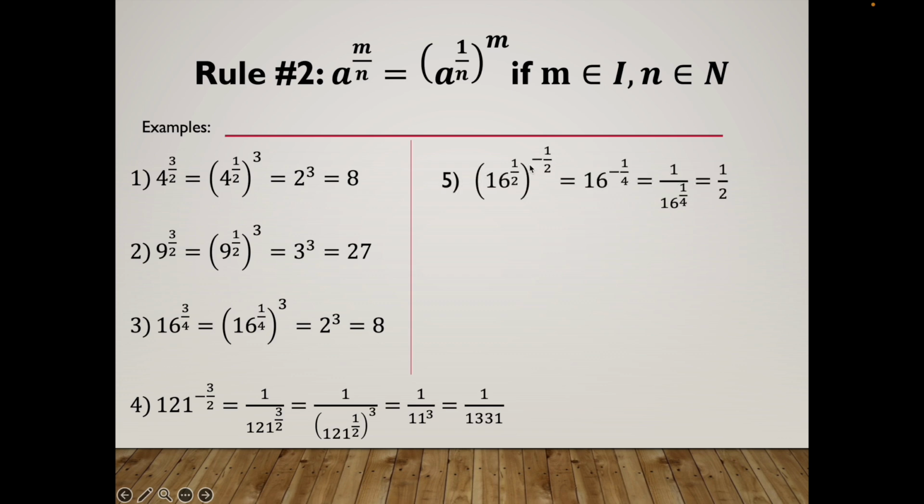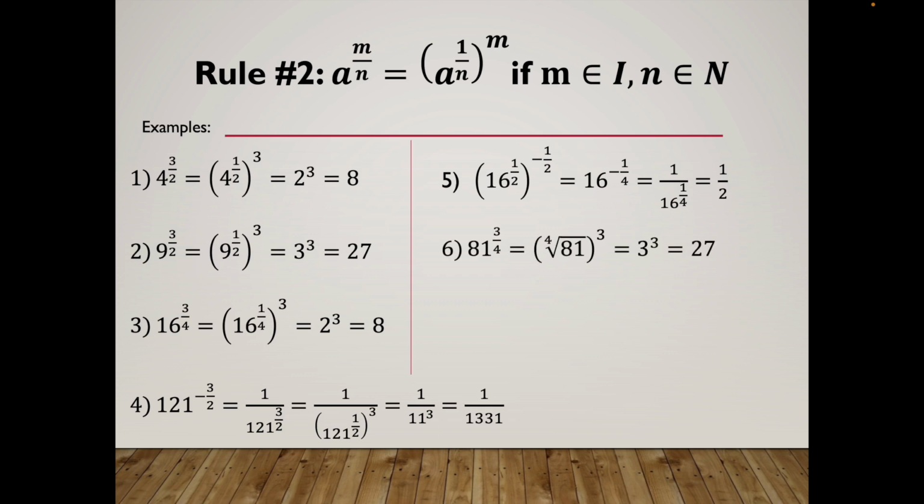For this one, I decided that I was going to multiply my fractions on the outside in, and I get 16 to the negative 1/4. However, it's a negative. I do have to bring it downstairs first, and then I'm going to square root or fourth root it, to give me 1 over 2.